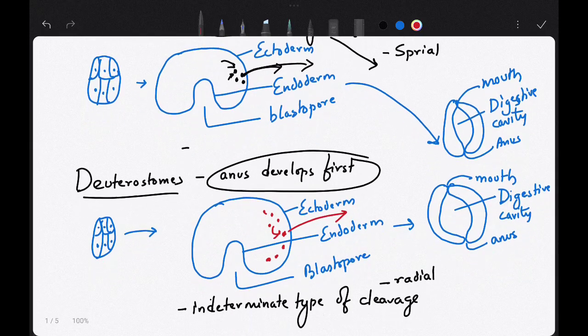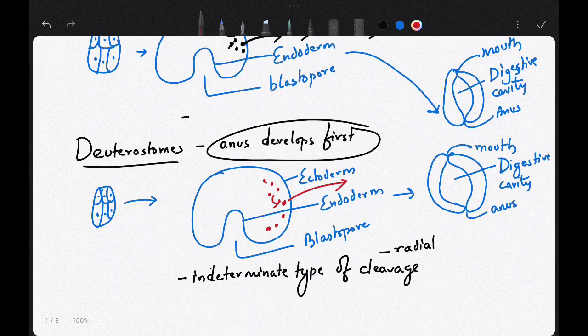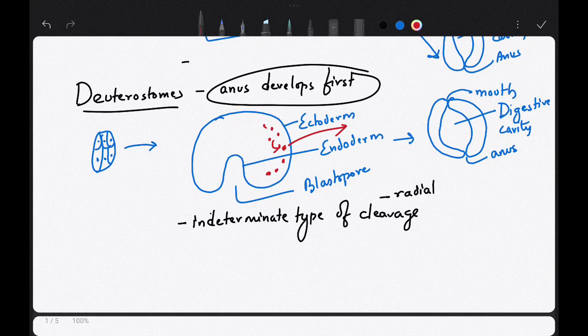So what are the examples of protostomes? These are Arthropoda and Mollusca. And deuterostomes are Echinodermata, Chordata and Hemichordata. These all are deuterostomes.